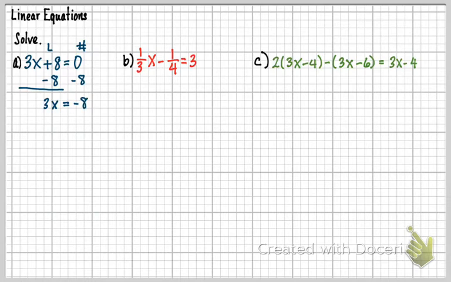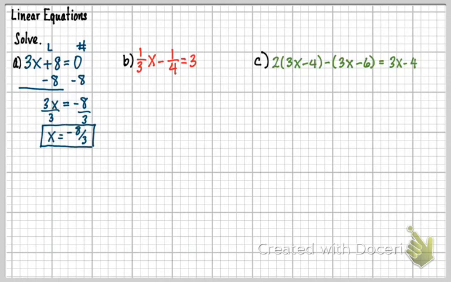Now once I established my letter side and number side, and then I moved everything, all my terms that were letters on the left and all my terms that were numbers on the right, I do my last step here, which is divide by 3. So then my final answer for this one is x equals negative 8/3. There's the answer for that one.